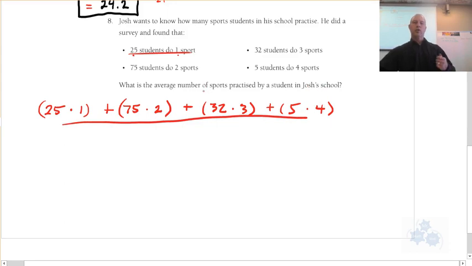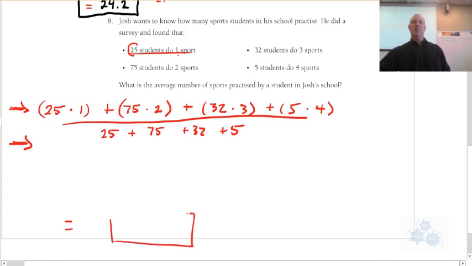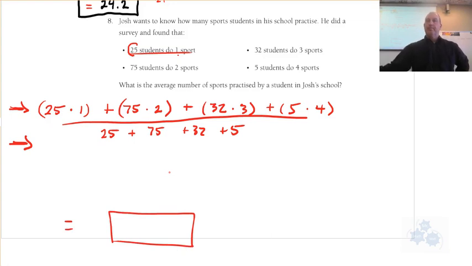So we want sports per student. So this is the total number of sports up at the top, and we'll do the total number of students on the bottom. So what is the total number of students? You have to do 25 plus 75 plus 32 plus 5. So you want to evaluate that and then get your number. You might have a decimal number, so you can show it as a decimal number, that's fine, and round it if you want.